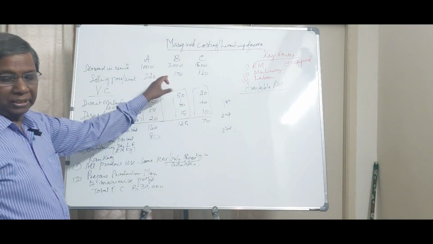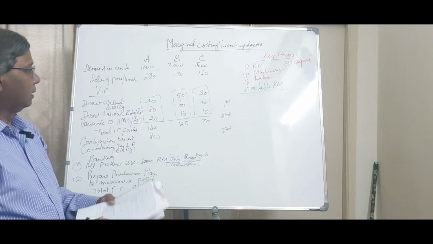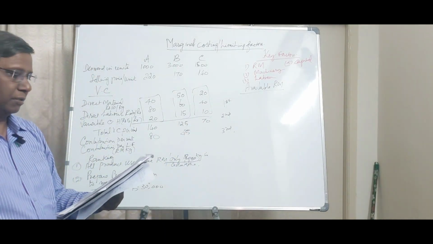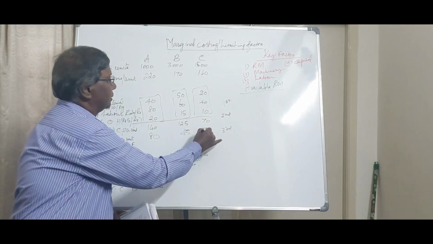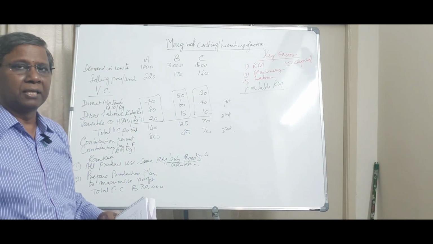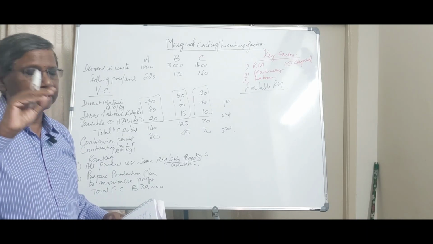80. Then again 170 minus 125 comes to 45. Okay. So this is 45. Then again it comes to 70. So this much you know already, because in the previous sessions we worked on contribution per unit. Based on contribution per unit only we have taken the decisions.